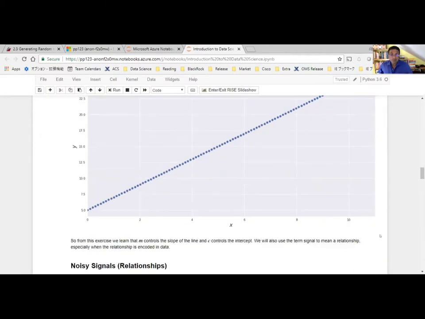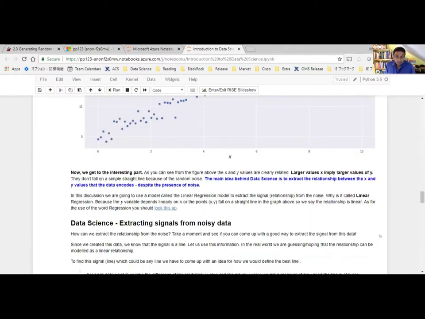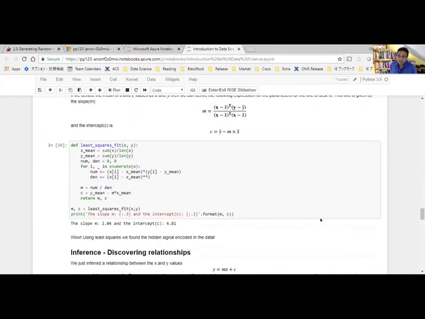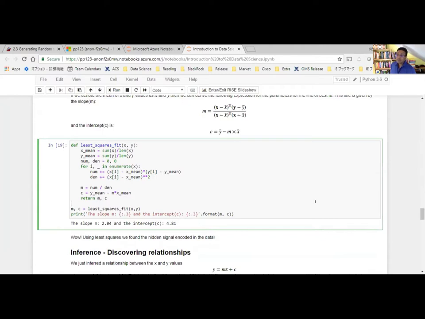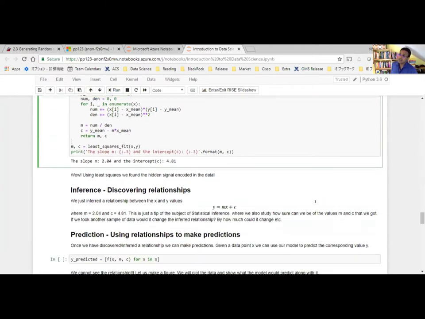So let's continue down this journey. We are very close now to finishing up on what is data science. We extracted the signal from this noisy data, right? We got the slope and the intercept. Now I can ask the question, do I understand the relationship between X and Y? And the answer is yes, I do. When I change X, Y is going to increase. If I change X by 1 unit, Y is going to increase by 2 units.